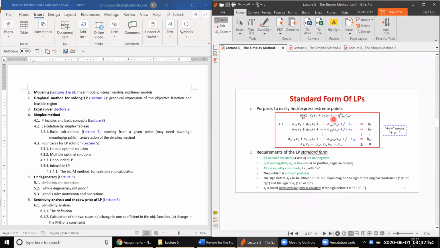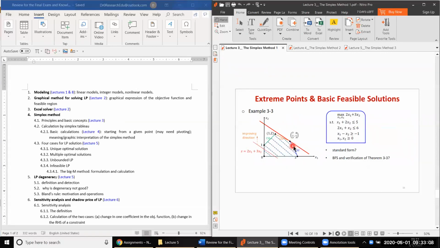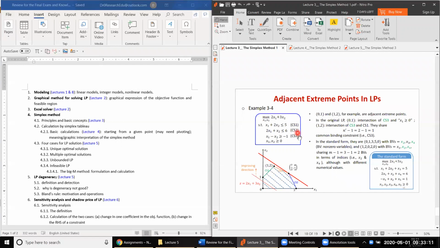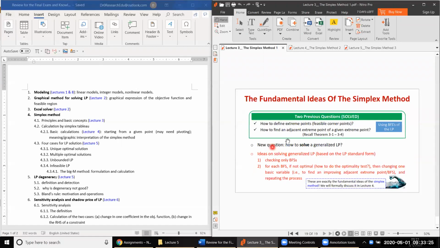And here are some terms like the standard form of an LP and how to convert it to standard form. And here are the basic variables, non-basic variables, degrees of freedom, this kind of concepts. And here are more properties of adjacent extreme points and how you find an adjacent point of a given point. And then finally, again, is this idea.